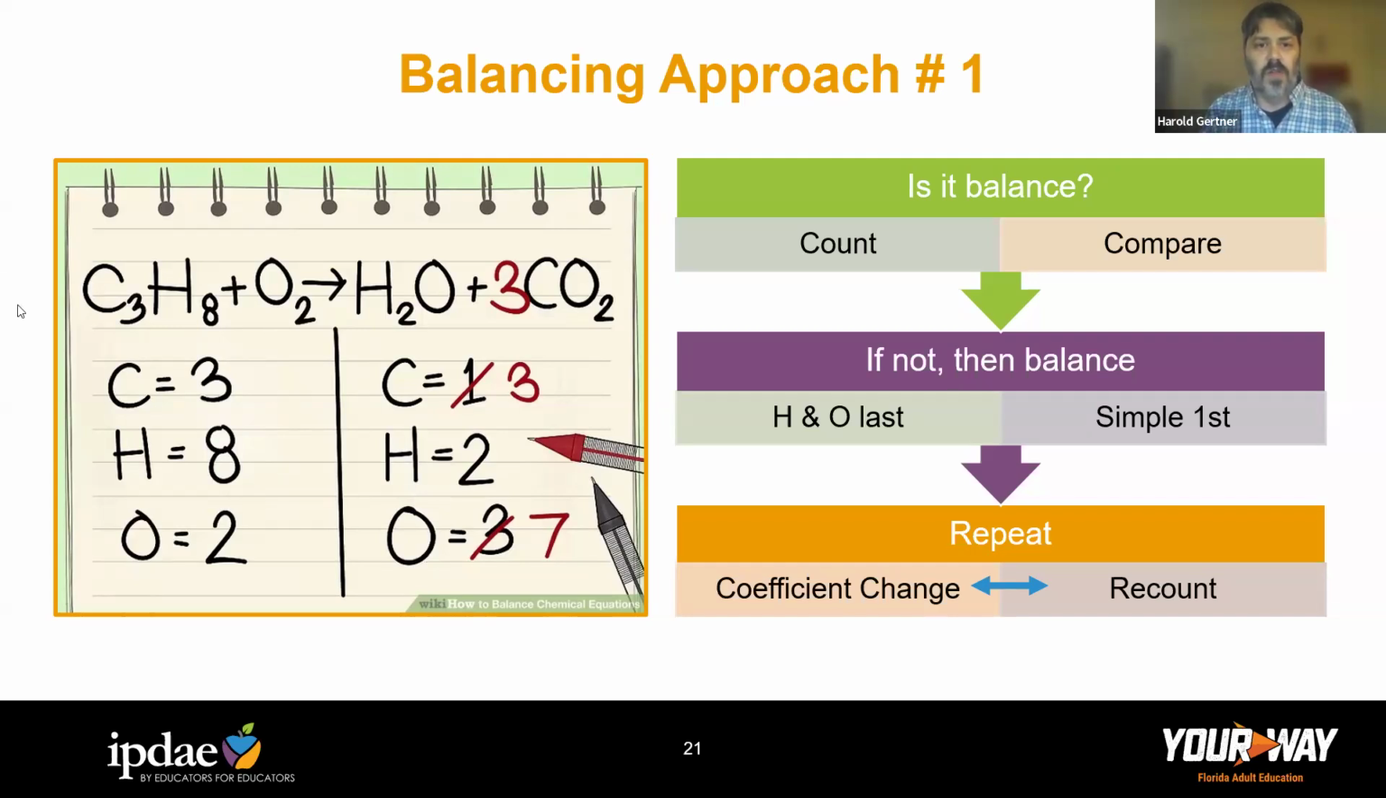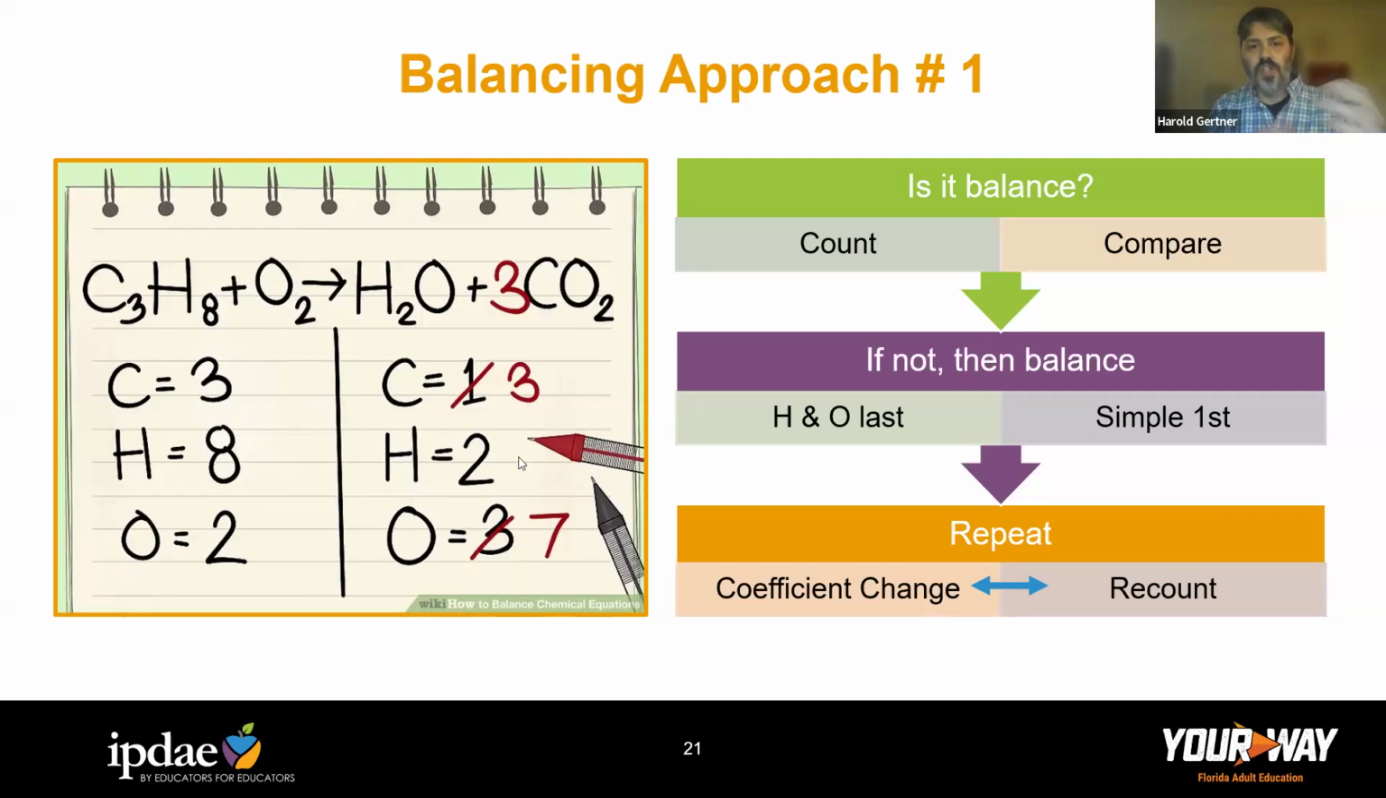And so they start going through and counting and changing a coefficient. Well, they put in a 3 here. Well, that changed the carbons from 1 carbon to 3 carbons. Okay, so they make that change here. And that changed the oxygens too, because now you had an O2. Well, that's 6. If there's 3 CO2s, that's 6 O's plus the one over here. Now we've gone from 3 to 7, right?